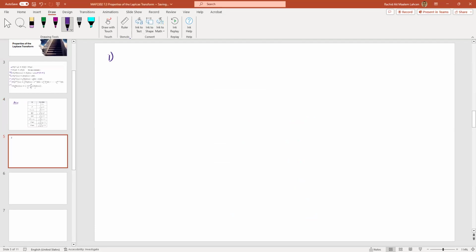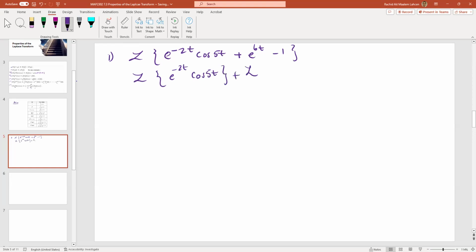All right, so let's, of course, use the table here to find Laplace transform. So this function, e to the -2t times cosine 5t plus e to the 6t minus 1. And of course, we know from the linearity we can do these separately. Actually, there are 3 terms here, separately.